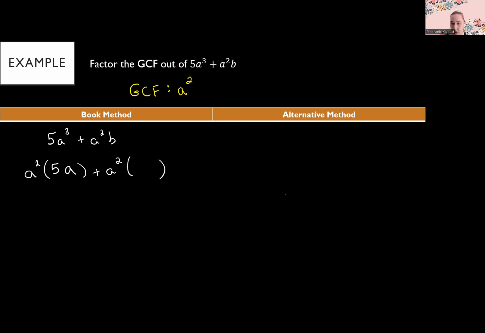Second term here, we have a squared b. So I've got my a squared, and in order to get a squared b, I need to multiply by b. So now I've figured out what goes in the parentheses, how I've split this up. And now we're reversing the distributive property. They both have a squared in common, and when you pull that out, you're left with 5a plus b, basically what is left in the parentheses.